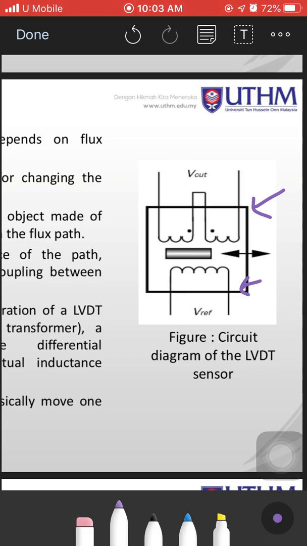So we have two techniques where we can change the value of magnetic flux. One is the movement of an object made of ferromagnetic material within the flux path. Okay, so here is the flux path. If we move the object right and left, we will change the flux between the coils. When the value of magnetic flux is different, the magnetic field will also be different, so it will affect the value of the output voltage.